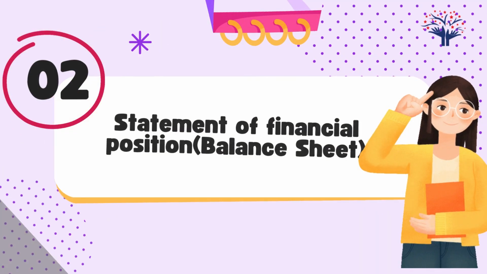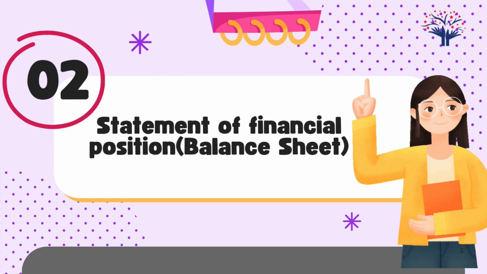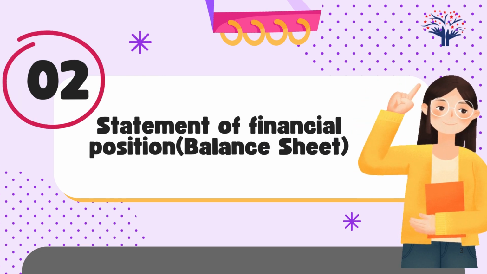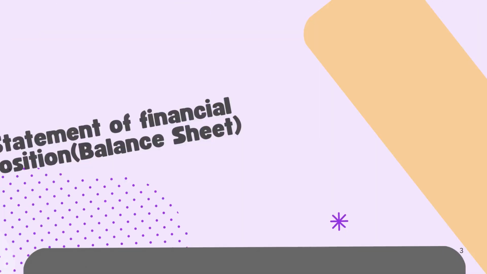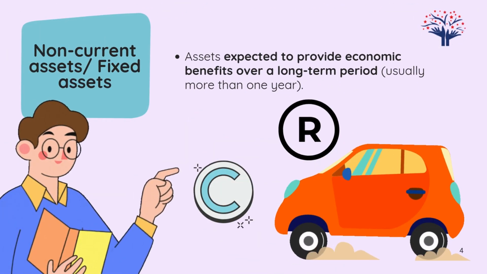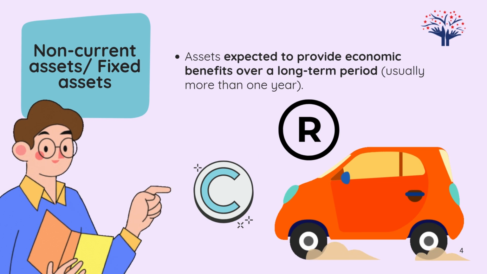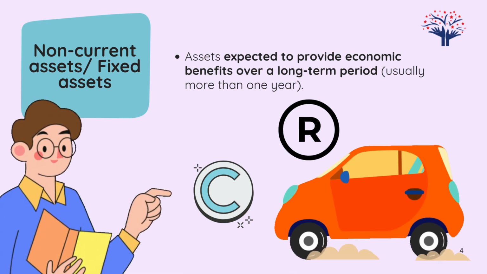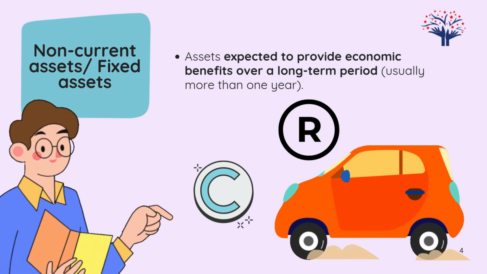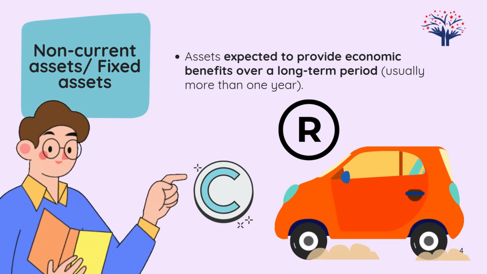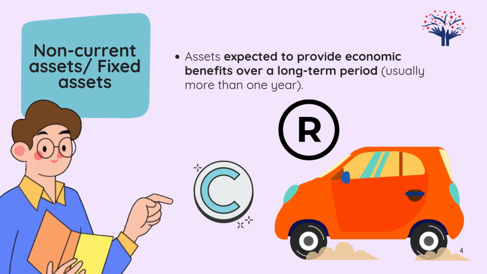In this video, we'll take a detailed look at the elements of the statement of financial position, also known as the balance sheet. We'll break down each component step by step, helping you understand. Let's start by looking at non-current assets, also known as fixed assets. These are assets that a business expects to provide economic benefits over a long-term period, typically more than 1 year.